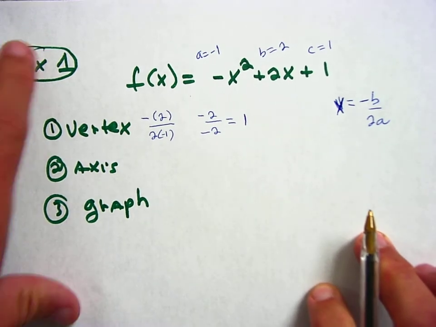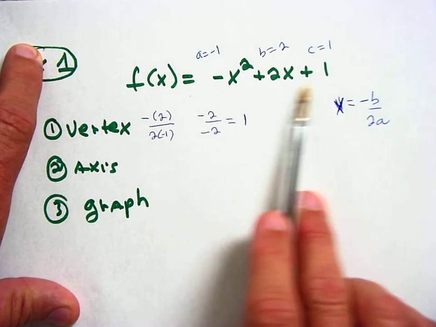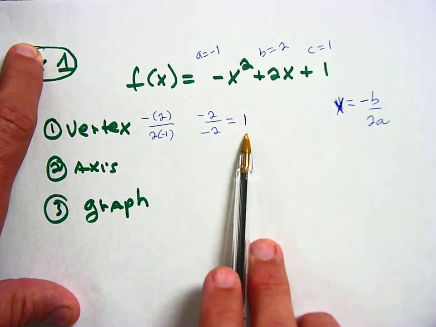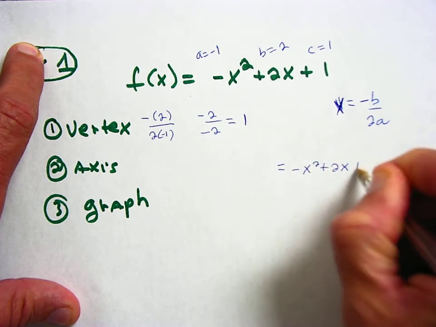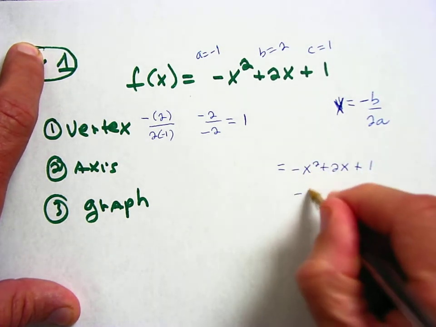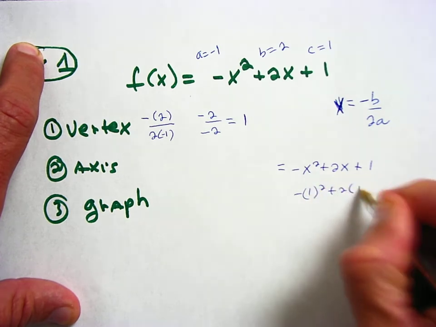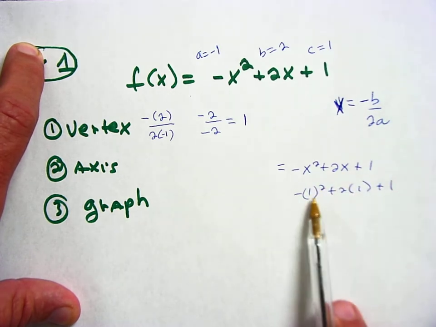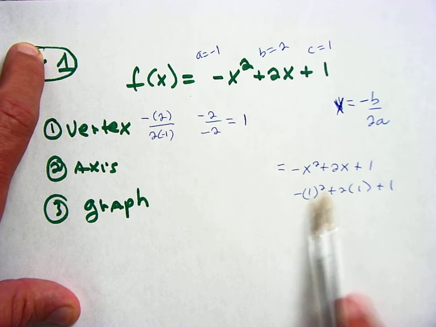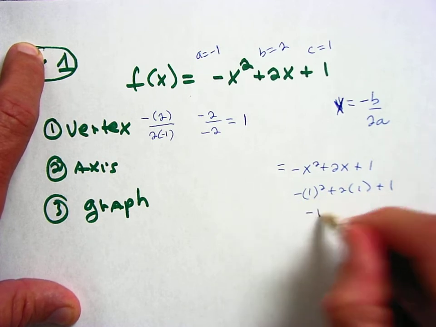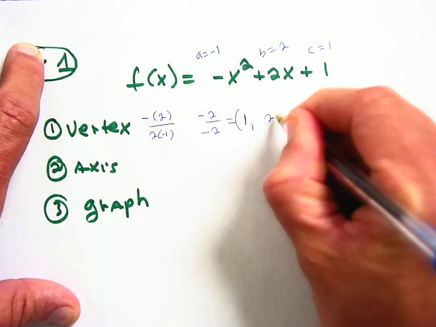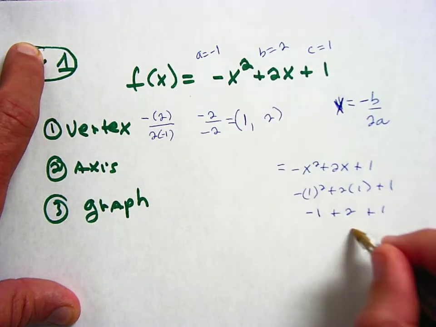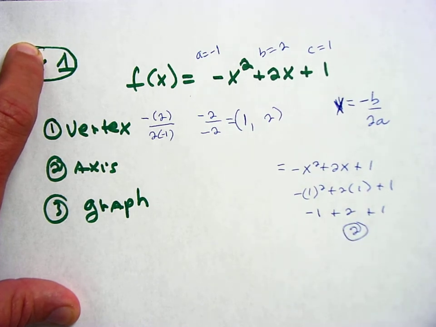How do you find y? You're gonna take this original problem and substitute in 1. You see how it says equals negative x squared plus 2x plus 1. You're going to plug in 1 everywhere you see x. You do square the 1 first, which is 1. This is separate, so this is negative 1 plus 2 plus 1. And then the negative 1s will cancel out, so this totals up to be 2. Your vertex is 1, 2. Talk to me. Everybody's with me?